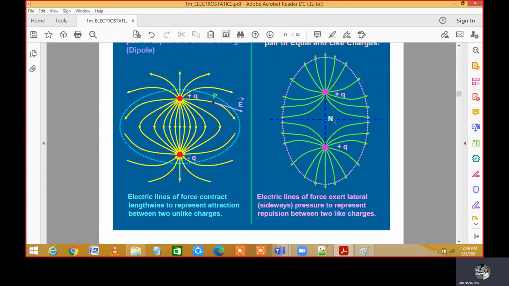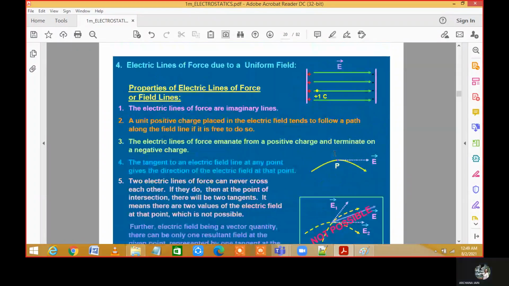If we take two similar charges, both positive, then N is the neutral point. The neutral point is the point where the two electric fields are equal and opposite to each other and they nullify the effect of each other. And the electric lines of force exert lateral pressure to represent repulsion between two like charges. They apply lateral pressure on each other. Now, if we want to take a uniform field, then a uniform field is represented by equidistant lines parallel to each other and in the same direction.